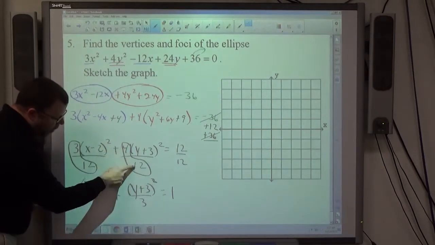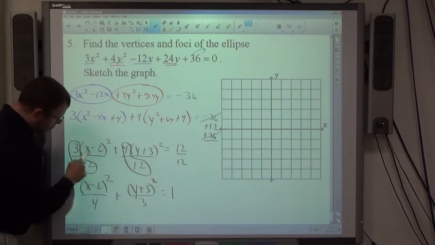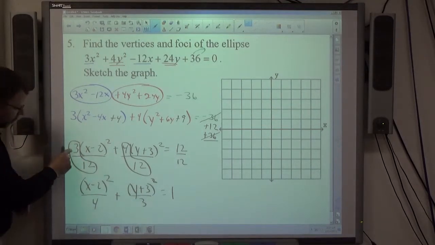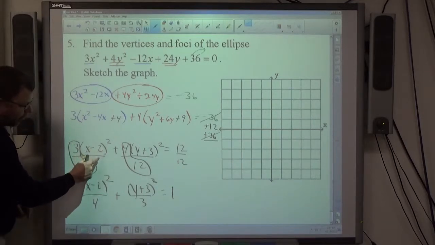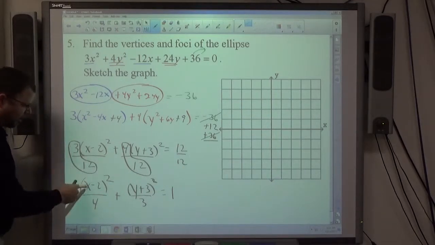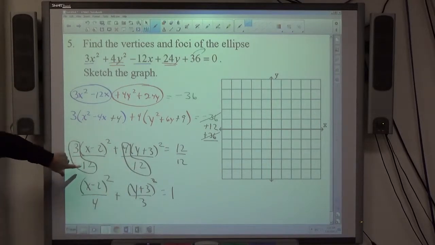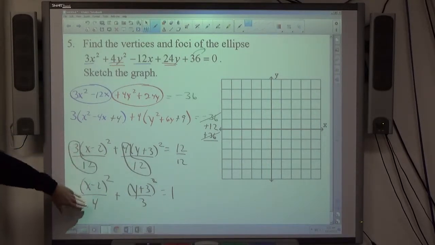So this is 1/3 reciprocated is 3 over 1. This is 1/4 reciprocated is 4. So make sure that, I've seen people just drop that down and just call it x minus 2 over 1/4. But again, it's actually 12 over 3, which is 4, and 12 over 4, which is 3. So you're taking the bottom number divided by the top number to get these numbers.